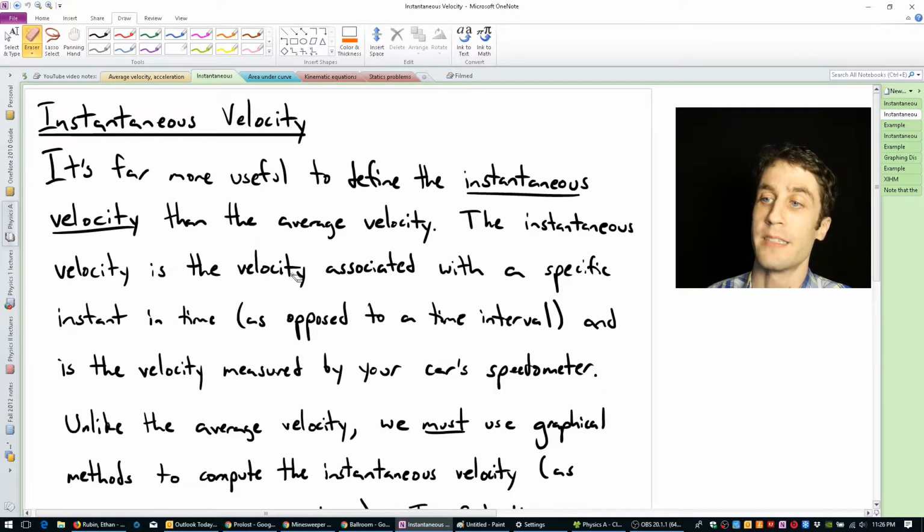The instantaneous velocity is the velocity associated with a specific instant in time as opposed to a time interval, and is the velocity measured by your car's speedometer, or really your car's speedometer plus its compass if you have a compass, because velocity includes both magnitude and direction. But when we're talking about average velocity, we really do need a time interval. We need to say, oh, it's the average velocity from 2 minutes to 8 minutes, something like that. But the instantaneous velocity, you say, what's the instantaneous velocity at 4 minutes? You don't say 2 different times or a time interval.